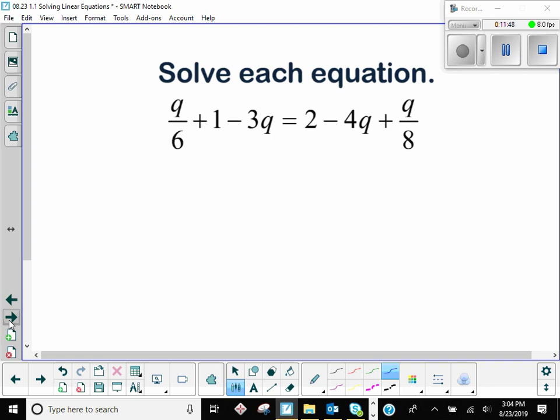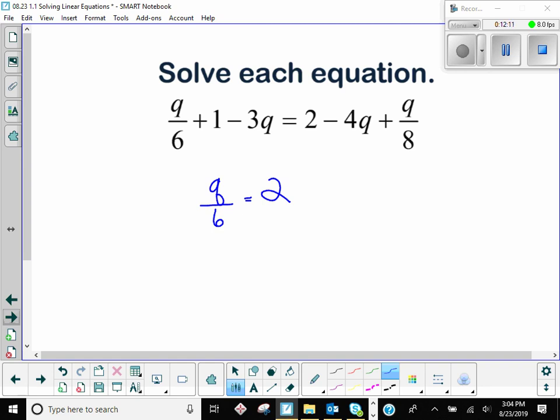Let's consider the q over 6 for just a second. Let's say I didn't have all that other noise and I only had this. How would you solve? You'd multiply both sides by 6. And you'd cancel the 6's out, and you do 2 times 6 on the right-hand side.